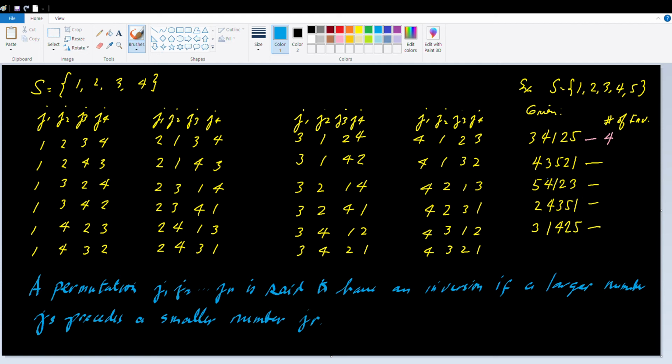So for 4, 3, 5, 2, 1: 4 precedes 3, that is 1. 4 and 2, that's another 1. 4 and 1, that will be 3. So 4, 3; 4, 2; and 4, 1. Next, 3, 2 and 3, 1. So that's another 2. 5, 2 and 5, 1. That's another 2. 2, 1, that is another 1. So all in all, that will be 3, 5, 7, that will be 8 inversions: 4, 3; 4, 2; 4, 1; 3, 2; 3, 1; 5, 2; 5, 1; and finally 2, 1.